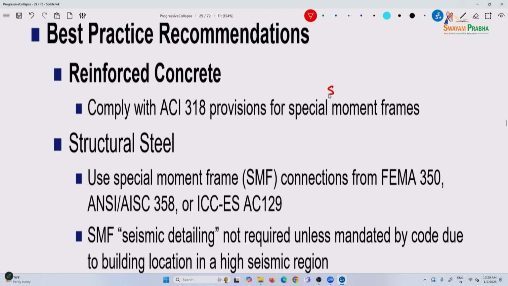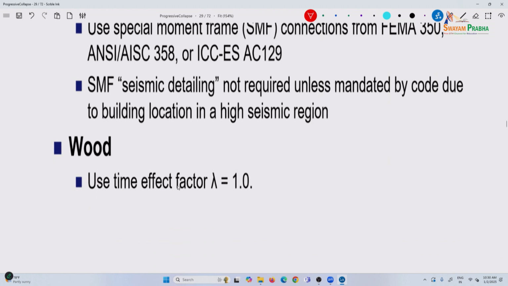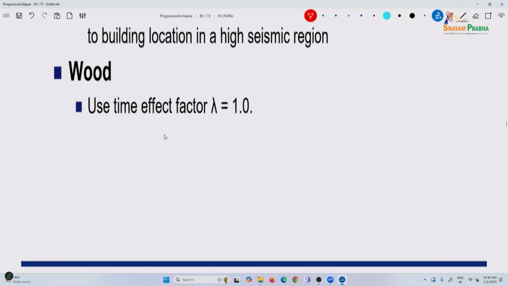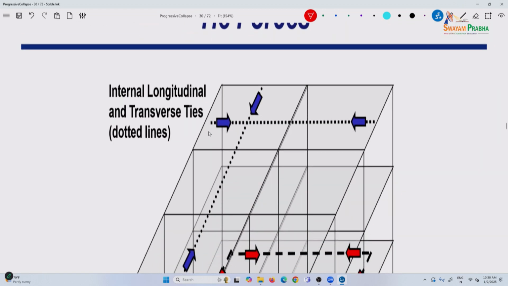Here are best practice recommendations for concrete special moment resisting frames, and for structural steel also similar things. For wood, there are a lot of factors. This is a time effect factor. Wood has about 8 to 12 factors, I do not know, I have lost count of it, but there is a significant amount of factors that affect wood, and this is just one of them.